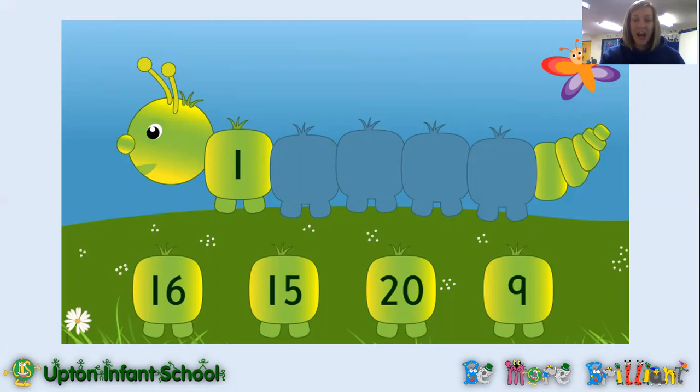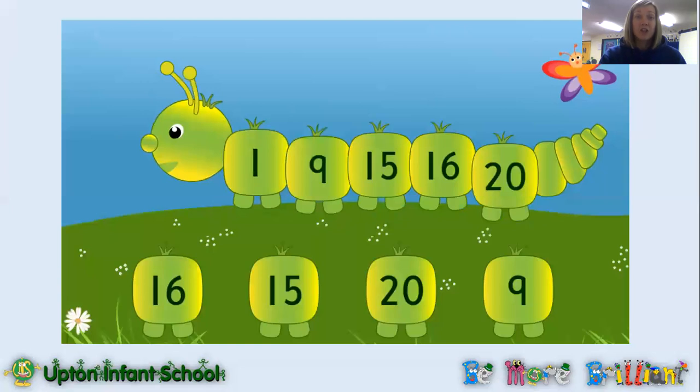Well done, everybody. Shall we have a little look at the order of our caterpillar and see if we can get his body back in the right order? Your caterpillar should have looked like this. It started with number 1, and then the next smallest number was 9. Then we needed to move the 15 into the middle. 16 comes next, and the biggest number that had wandered off was 20. So he should have been right at the end next to the caterpillar's tail.